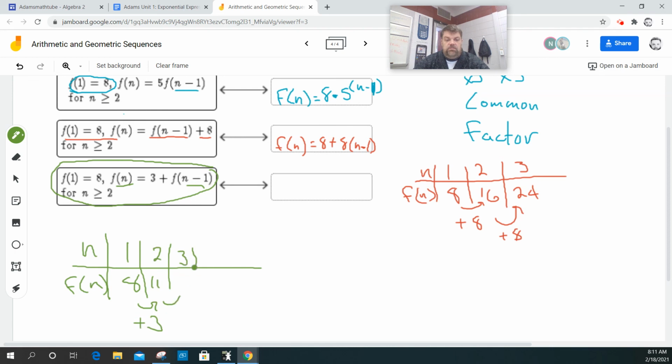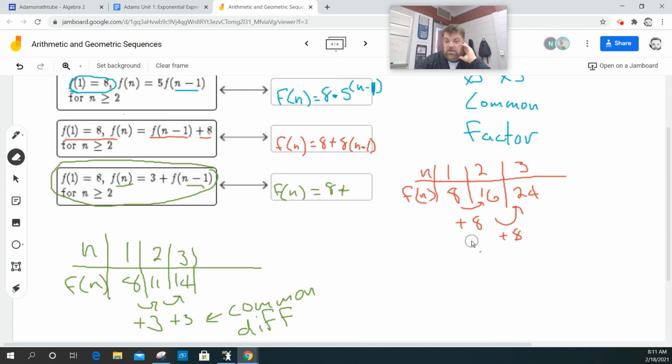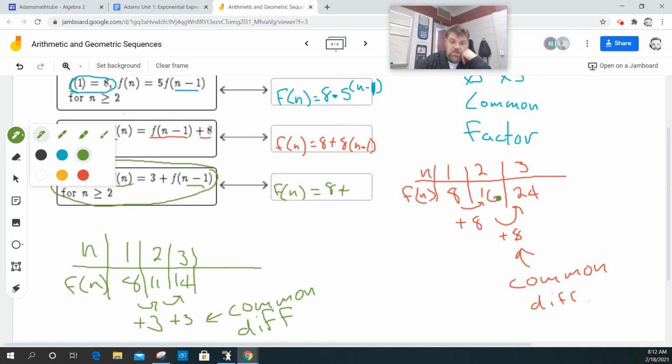The third term, I'm just going to add 3 again. That'll be 14. So to get that function, the explicit equation, I'm going to say f of n is equal to the first term, which is still 8, plus the common difference. By the way, these are known as common differences. So in order to finish this equation, I'm going to add the common difference, which is 3, times the quantity n minus 1. And that is basically it.